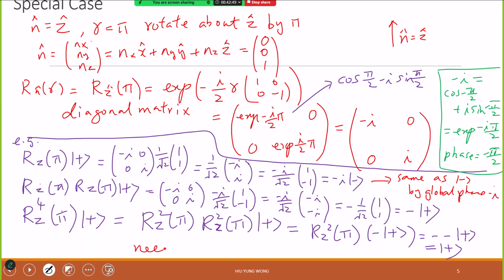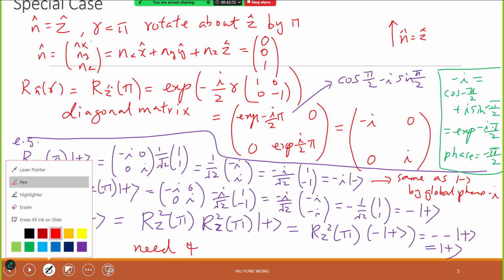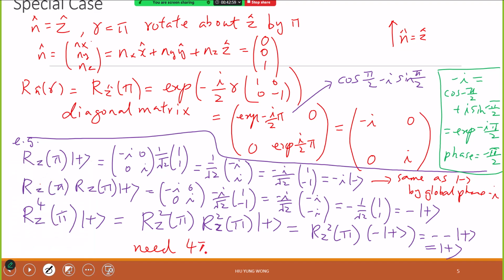You usually don't need it, but sometimes it can get confused when we look at the Bloch sphere. But here we'll just remind you why you need 4 pi. You need 4 pi to go back to the original state. Now here I only show rotating about the z axis. It is the same for any other axis. Okay? Good. Any questions?